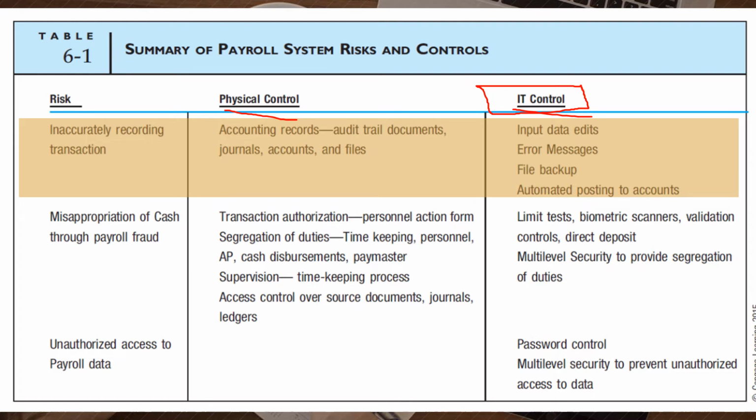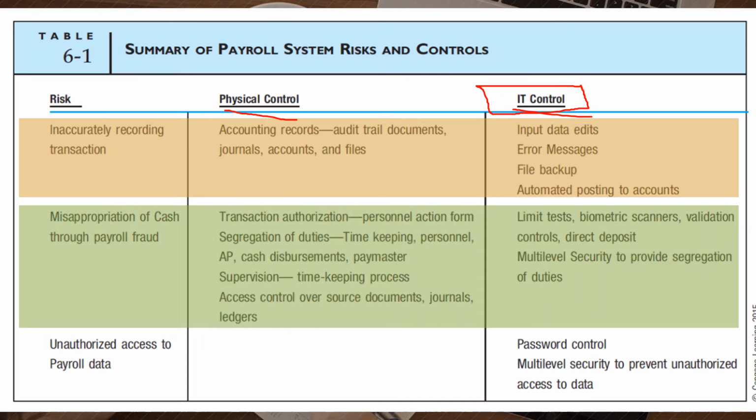But if we use IT controls, whether with an advanced system or even a basic one, the IT controls are to ensure input data edit checks, error messages for any wrong key-in, and file backup to keep backup files of the data. Lastly, automated posting to the accounts. Okay, so the next threat is misappropriation of cash through payroll fraud.